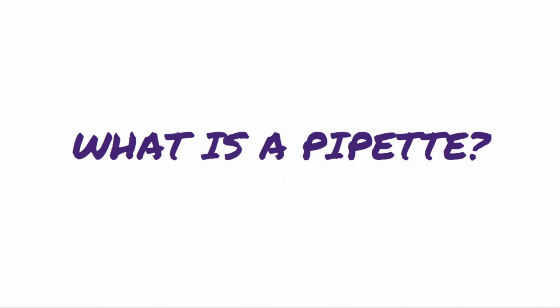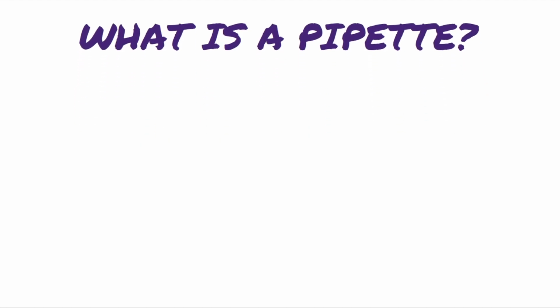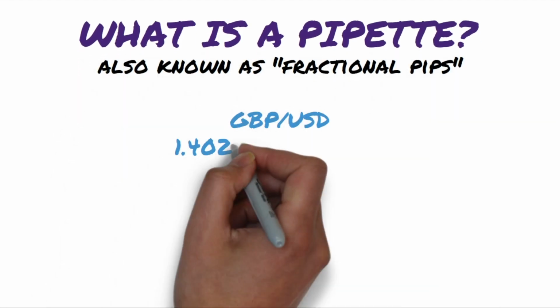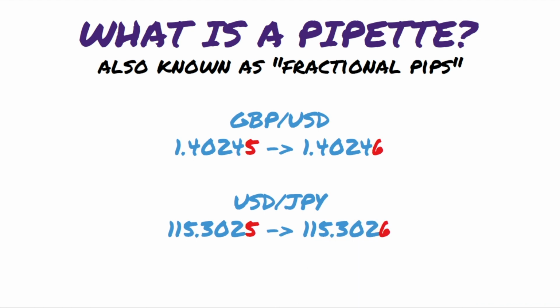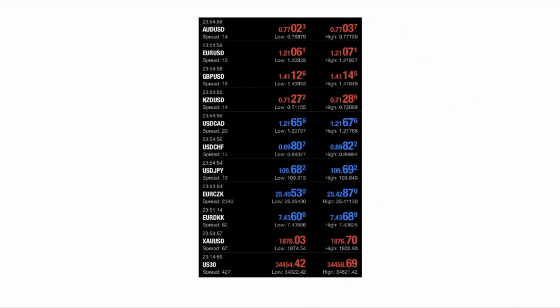Oftentimes, you may see a fifth, or in the case of JPY pairs, a fourth digit on your trading terminal. That is a pipette, also known as fractional pip. The pipette in the buy and sell prices display the spread value, which we will discuss in the next video. But distinguishing a pip from a pipette is essential for understanding the spreads. When trading on platforms such as MetaTrader 4 or 5, you may see something similar to this picture. The pipettes are shown by the small fifth value after the decimal.